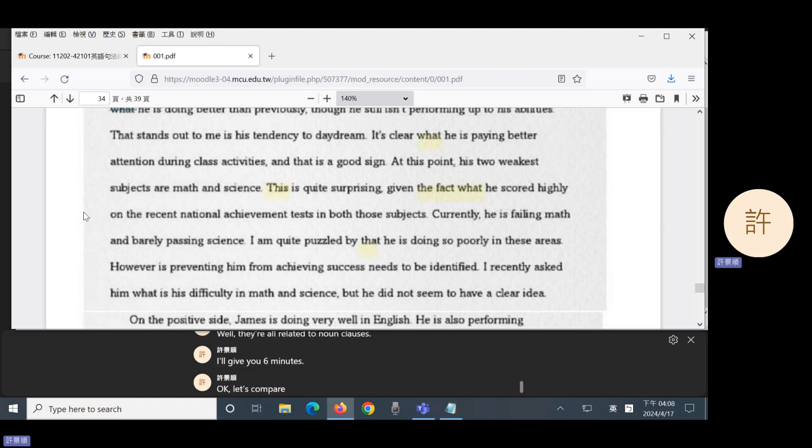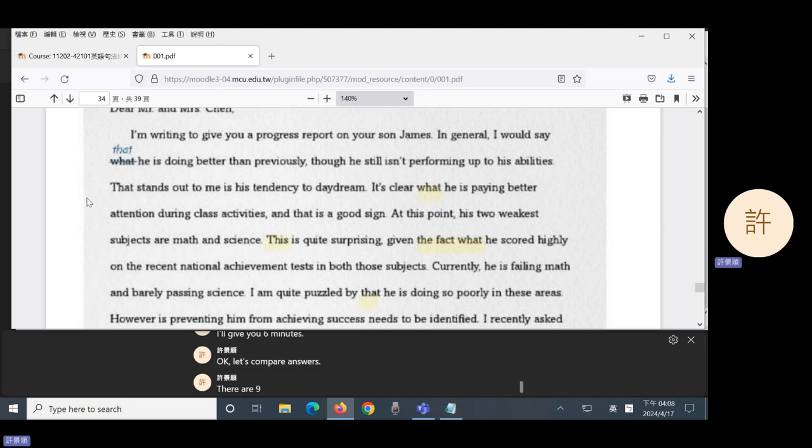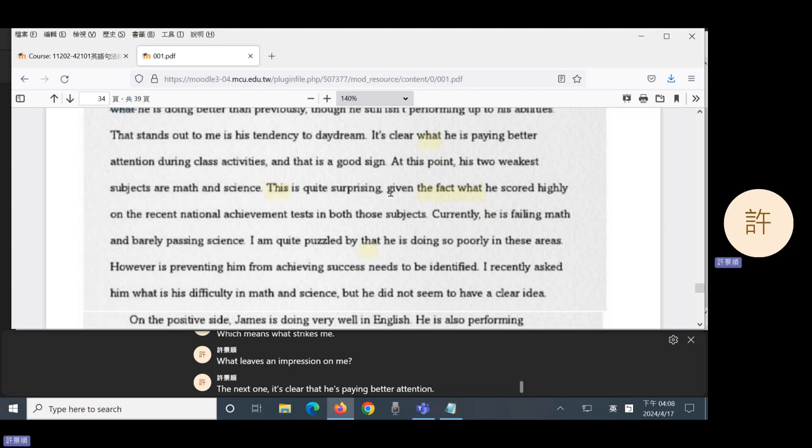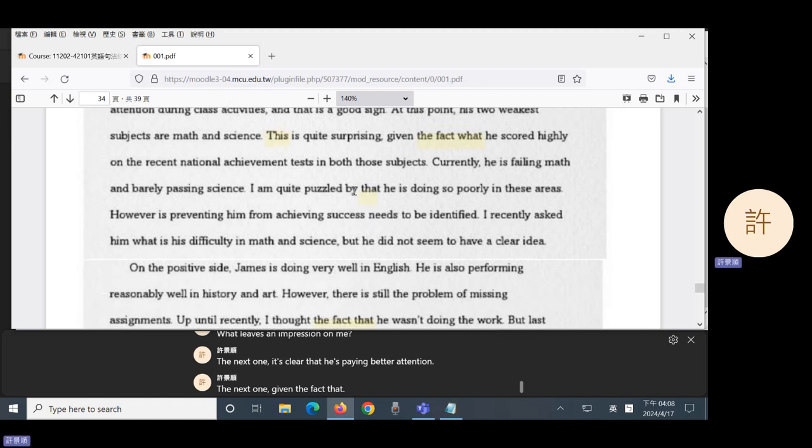Okay, let's compare answers. There are 9 mistakes. The first one is here: what stands out to me, which means what strikes me, what leaves an impression on me. The next one: it's clear that he's paying better attention. The next one: given the fact that. The next one: this should be "by the fact that."